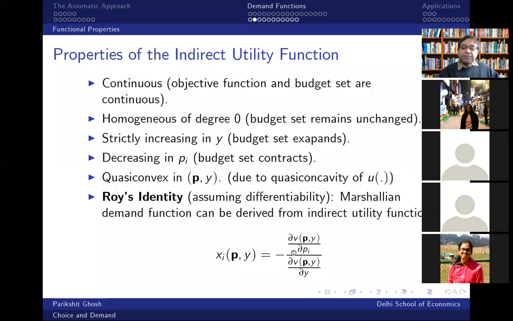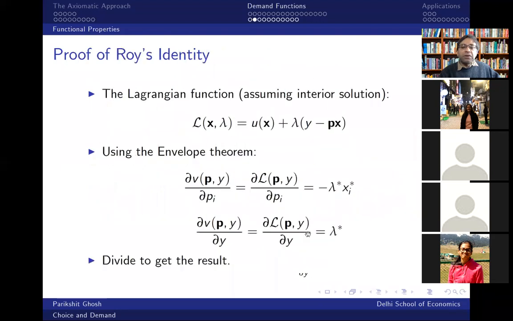Why is that? Here's the proof. Here's our Lagrangian function of the problem, right? The envelope theorem tells us that these partial derivatives of the indirect utility function, which is this problem's value function, are just partial derivatives of the Lagrangian, right? So if I differentiate the Lagrangian here with respect to pi, what do I get? Pi only enters here in the second linear part, right? So I'll get a minus lambda xi when I'm differentiating here.